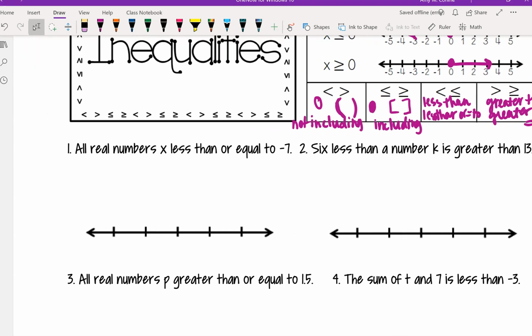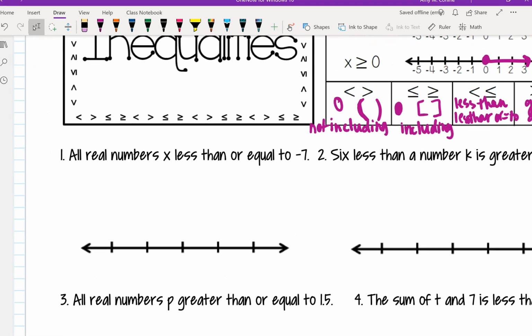So first things first, let's talk about number 1, all real numbers, x less than or equal to -7. When I graph on my number line, I should have a -7, and then to the left I'll have the smaller number, which is -8, and the -6 is greater, so we're going to have that to the right. It's going to be a closed dot, and we're looking for numbers less than -7, so we're going to shade to the left and put an arrow, because you want all those numbers.